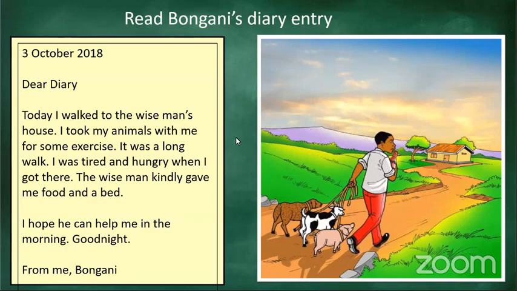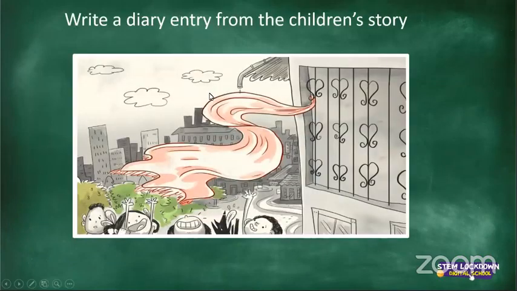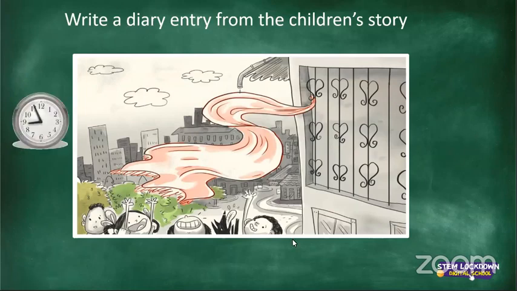Okay, that's just so that you remember how a diary entry is set out. Okay? Right. So now I would like you to choose this picture and to write a diary entry from the children's story. Okay. So let's put on the clock and the music.